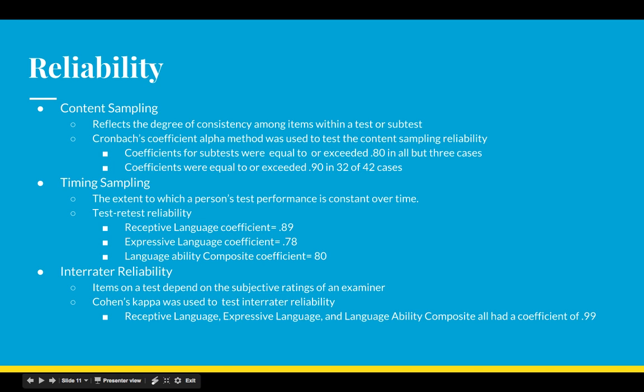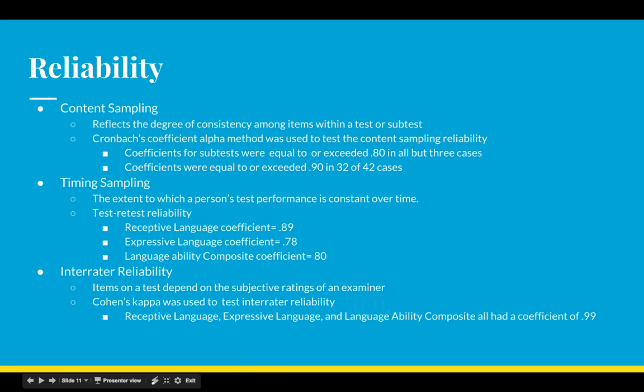Coefficients for subtests were equal to or exceeded 0.8 in all but 3 cases. Those cases were 3-month-old receptive language, 3-month-old expressive language, and 3-month-old language ability composite. Coefficients were equal to or exceeded 0.9 in 32 of 42 cases. The magnitude of these coefficients indicates that the REEL-3 is highly reliable and its results can be used with confidence.